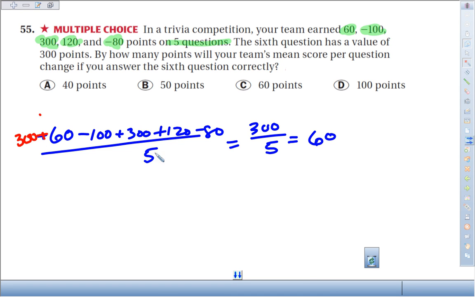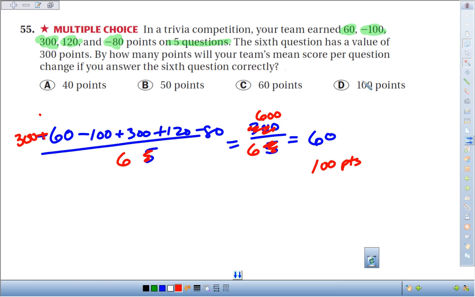But now instead of dividing by 5 scores, now we've got 6 scores. How does that change things? Well, remember, before we had 300 points. If we get a 300-point question correct, now we've got a total of 600 points. And we didn't have 5 questions, now we have 6 questions. So 600 divided by 6 bumps our average up to 100 points per question.